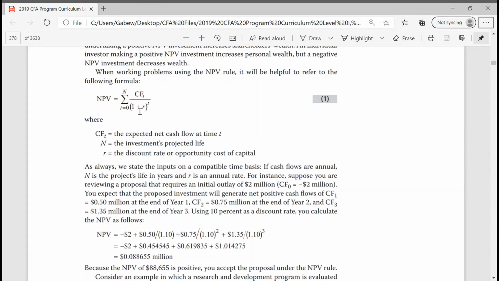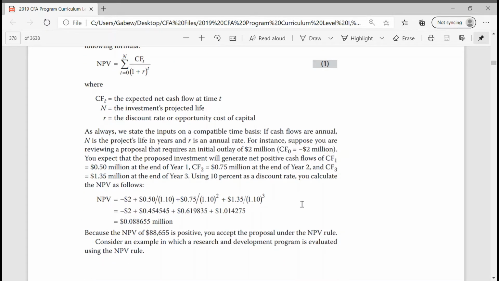Here we go. CFt is the expected net cash flow at time t. Okay, so there we go. Much better now. It's helpful that they have these handy tools down here. So n is of course the investment's projected life, and r is the discount rate or opportunity cost of capital. So you use sigma and plug these in.